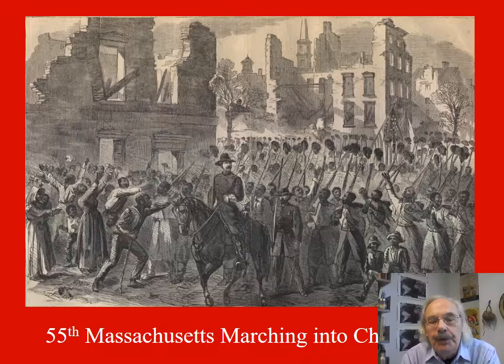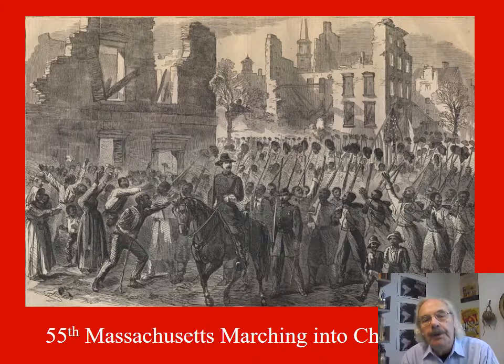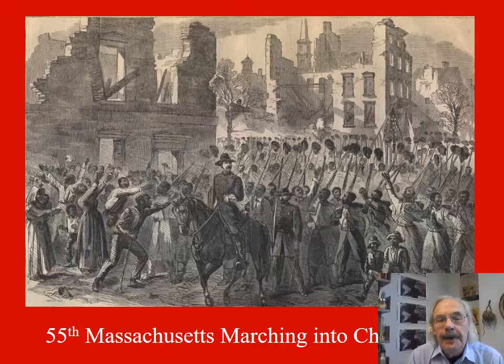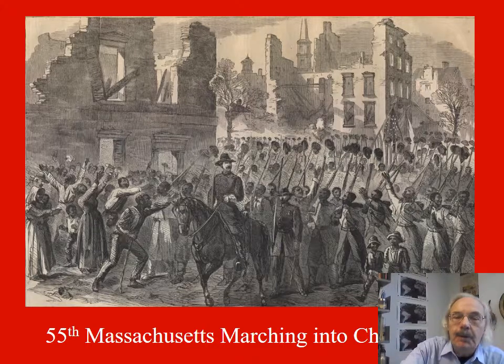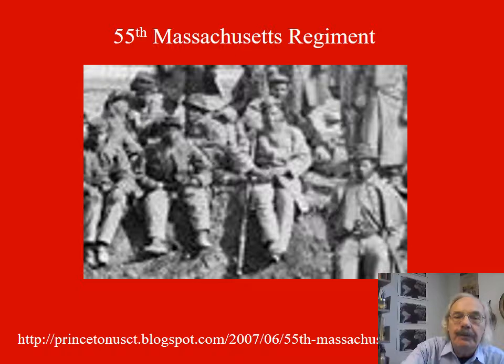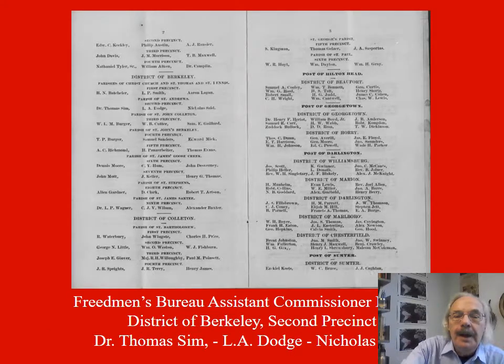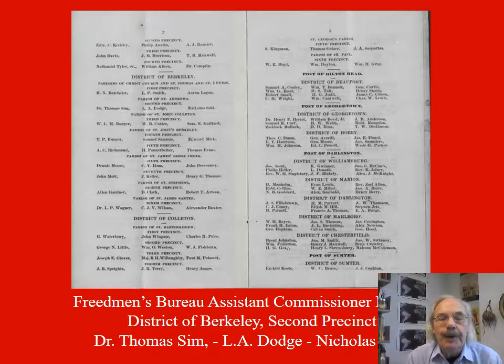And this slide shows the 55th Massachusetts as it's marching into Charleston, occupied Charleston at the end of the Civil War, and Nicolas Sa'id remained in Charleston after the Civil War and became part of one of the officials. Another very bad slide, but nonetheless showing the 55th Massachusetts Regiment, this all-black regiment. And Nicolas Sa'id then became a member of the Freedmen's Bureau.